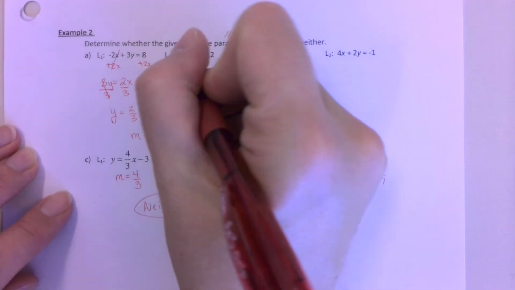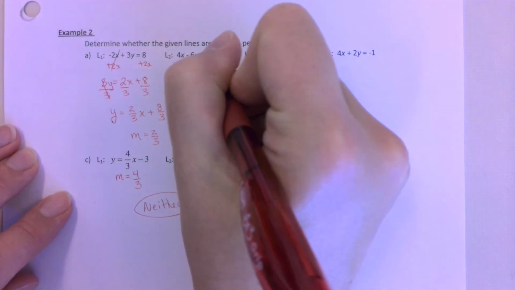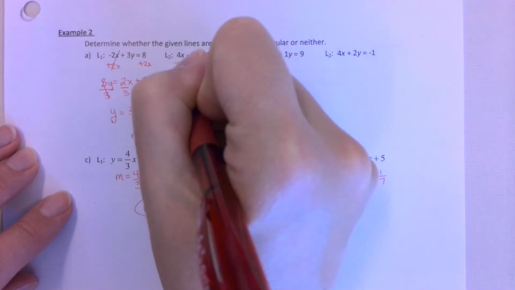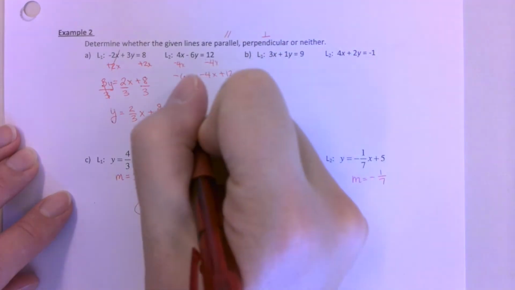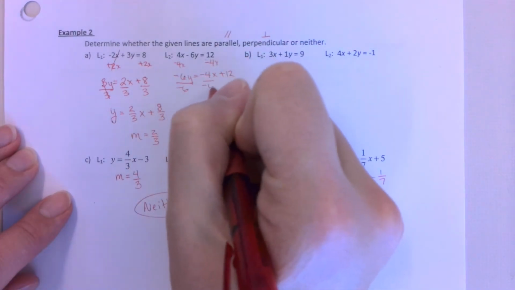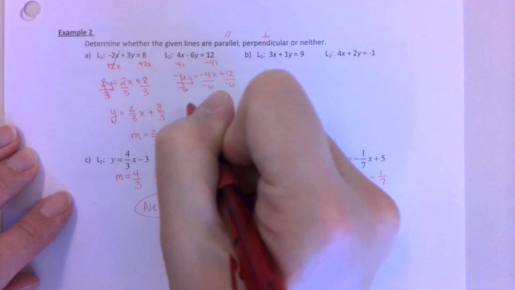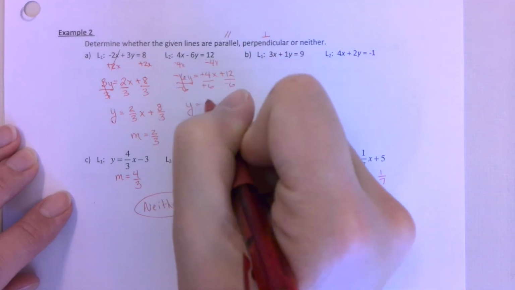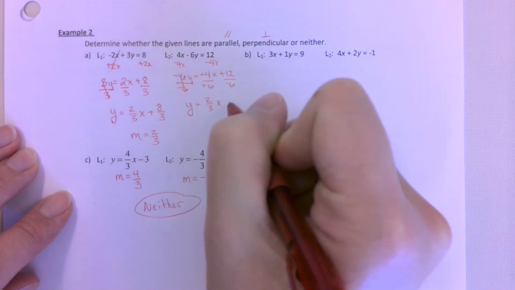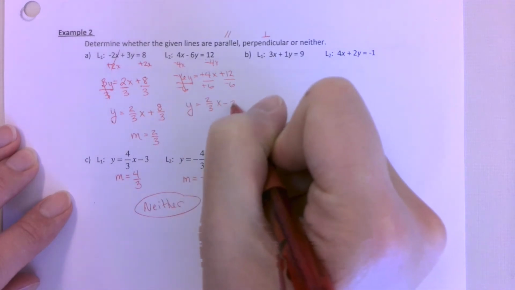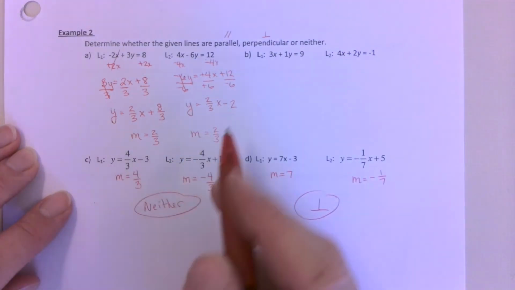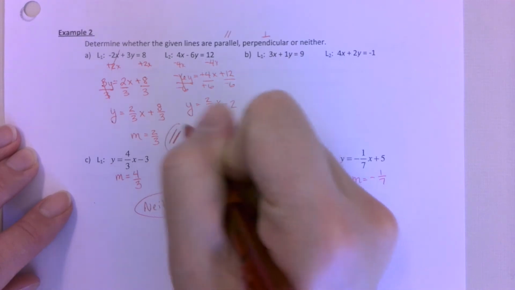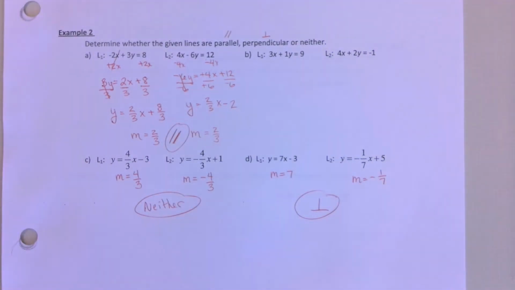Same idea. Subtract the 4x, get y by itself. I get negative 6y equals negative 4x plus 12. And then divide each piece by negative 6. So watch your signs. I've got y equals, these cancel out, positive 2/3 x, and then minus 2. So my slope here is also 2/3. So since they have the same slope, I can tell you my lines are parallel. Make sure you show your work and then show your proof.